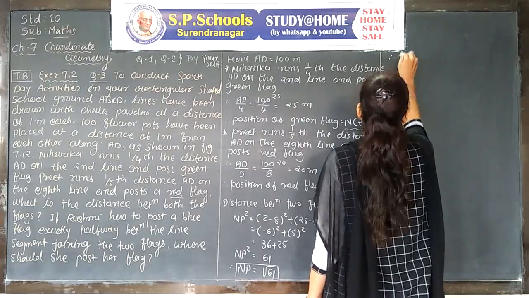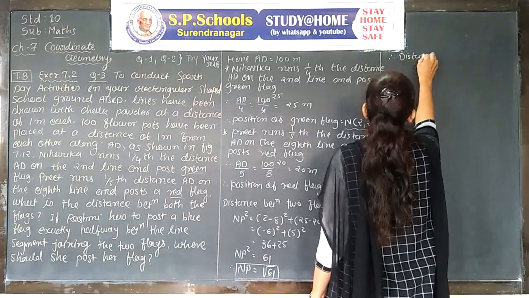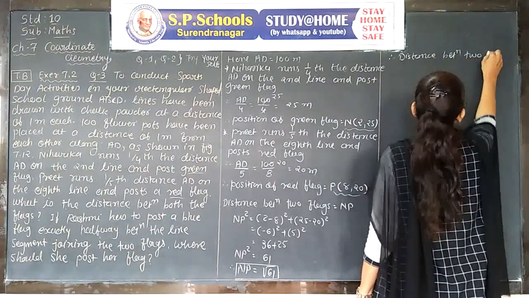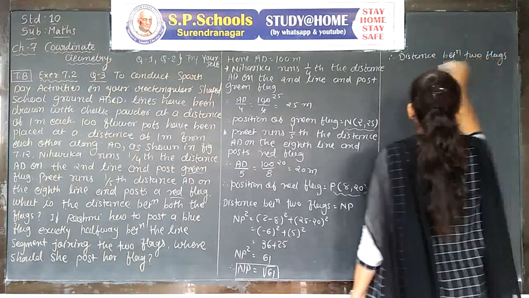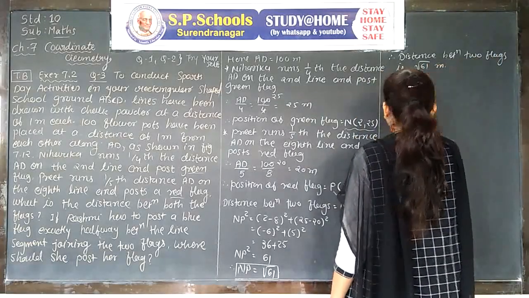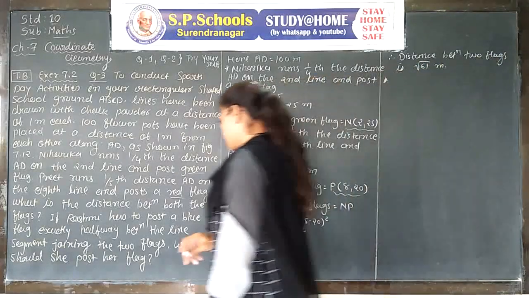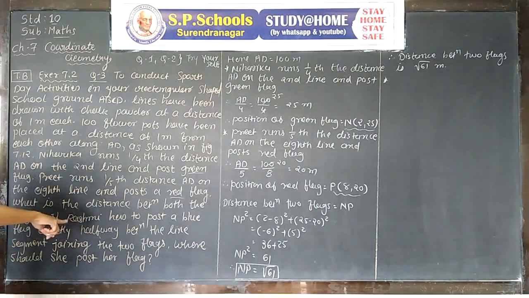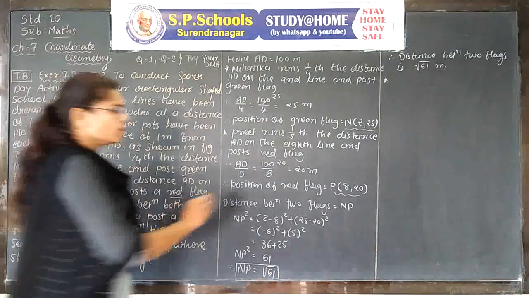Therefore, the distance between two flags is root 61 meter. Now the next question. Next question is that Rashmi is the third person. Rashmi has to post a blue flag exactly halfway between the line segment joining the 2 points.